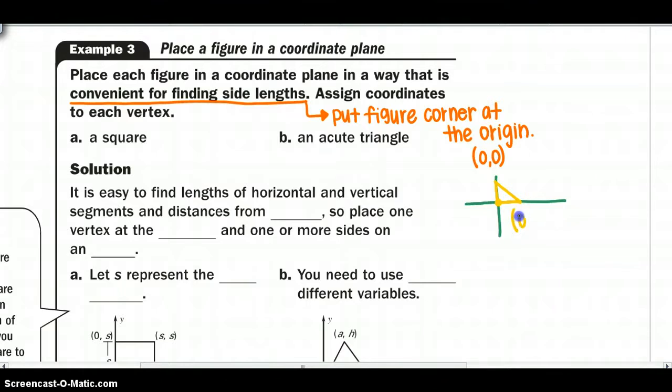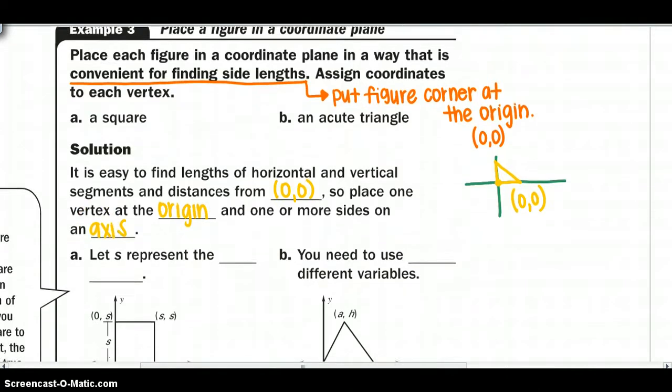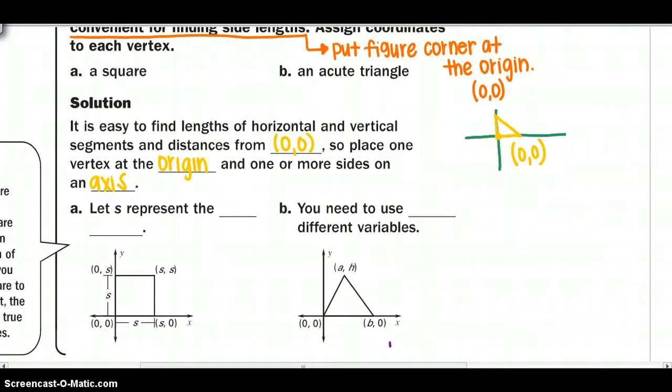so we know that the origin is always 0, 0. So it is easy to find the lengths of the horizontal and vertical segments and distance from 0, 0. So place one vertex at the origin and one or more sides, if you can, on the x and y axis. So in a square, let S represent the side length. So notice we are placing it at the origin and two side lengths are on the x and y axis.